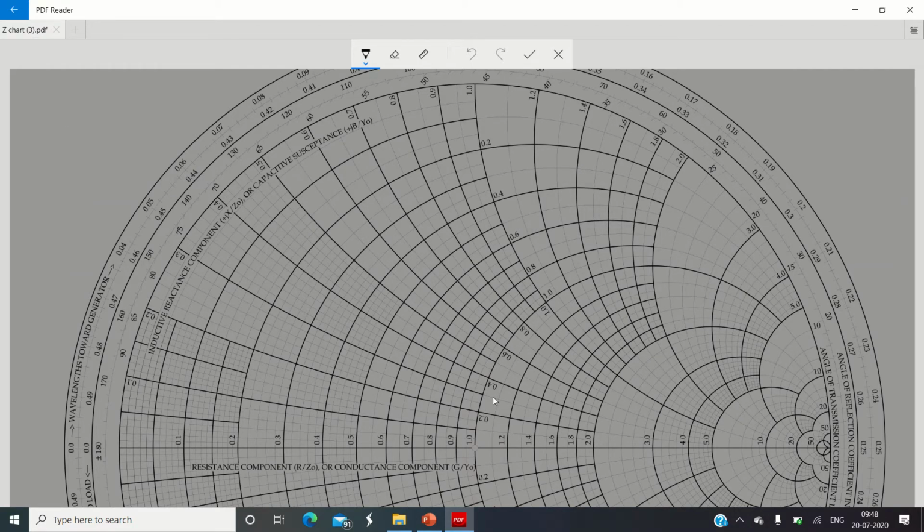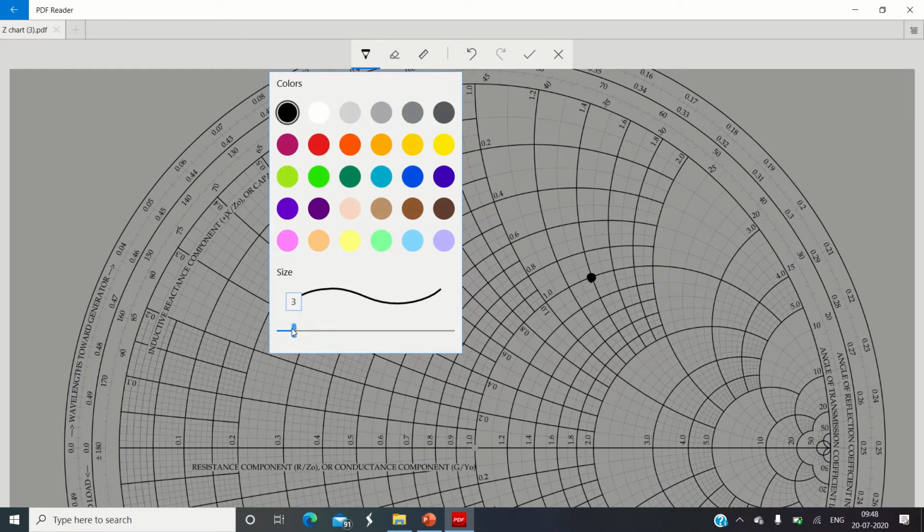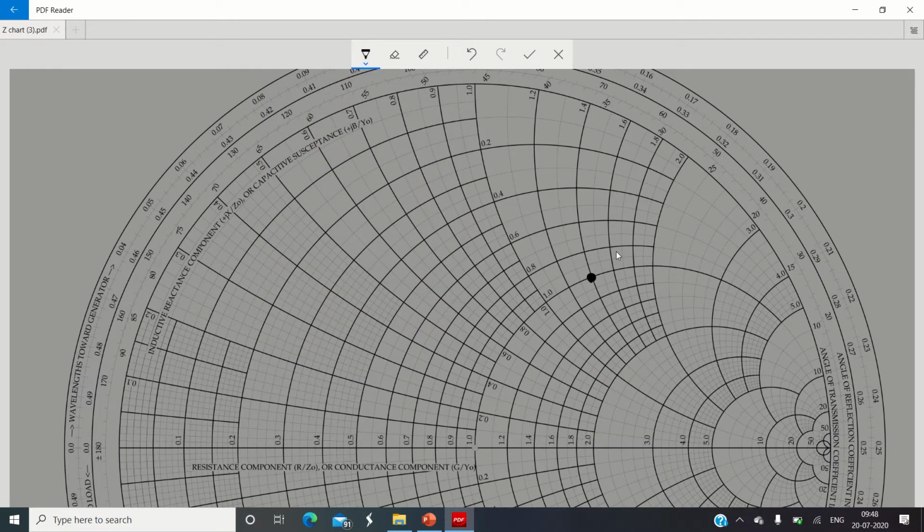So 1 and 1.4, approximately here it comes. This is that particular point. Please remember to make a dot there. What is this point? This point is our ZL bar, so I will write ZL bar here. It indicates the normalized value of the load impedance. You can clearly see that it is located on the circle of real value 1 and imaginary value 1.4 at the intersection.